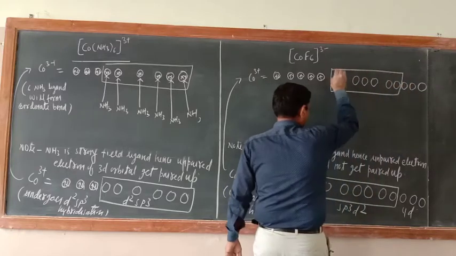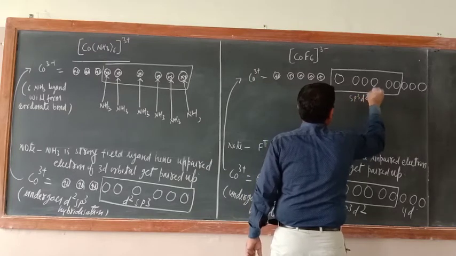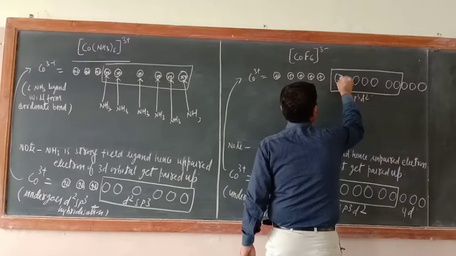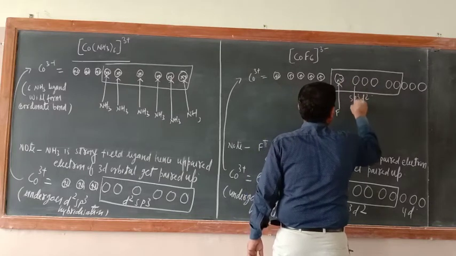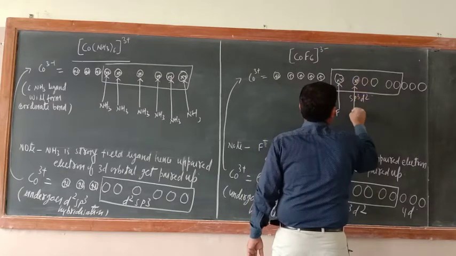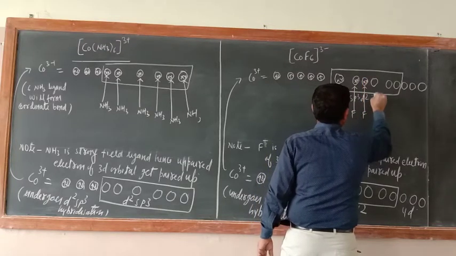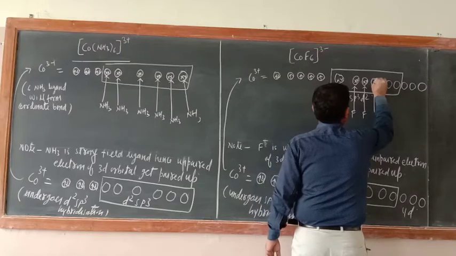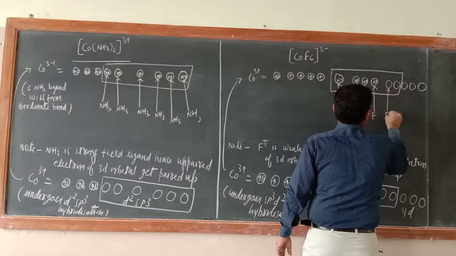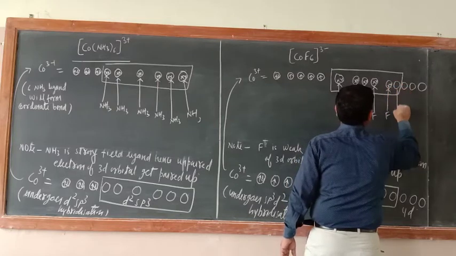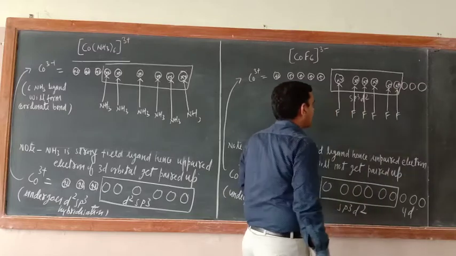Now sp3d2. Now here what is there? sp3d2. So now here what would be there? This one. Now here fluoro, here also fluoro, here also fluoro, here also fluoro, here also fluoro. Correct? No problem at all.